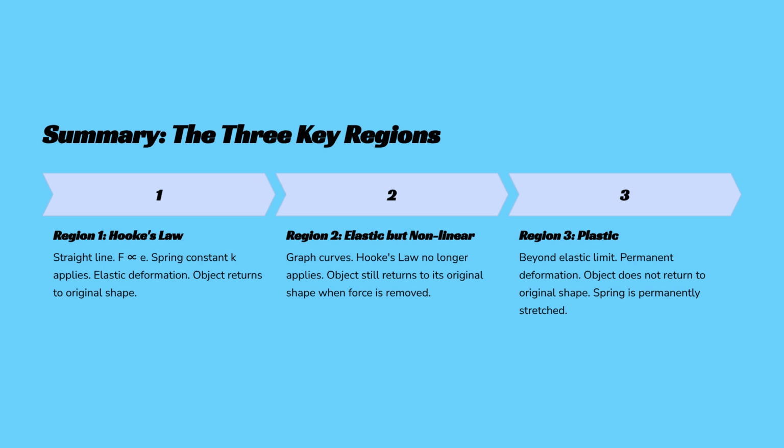To summarize, the 3 regions are: the linear Hooke's law region, the nonlinear elastic region, and the final plastic region where the object remains permanently stretched.